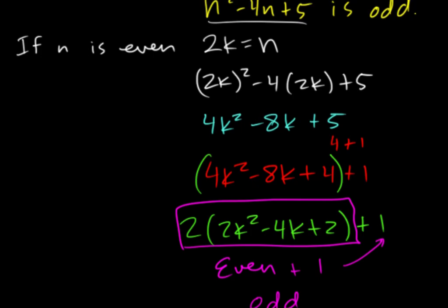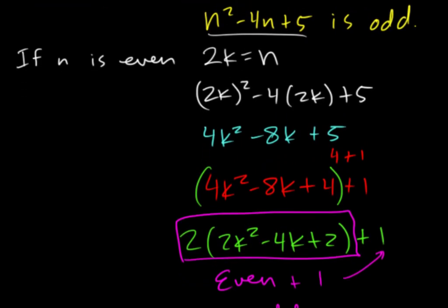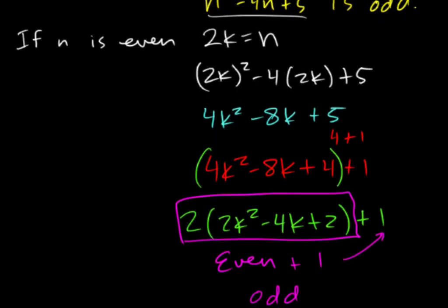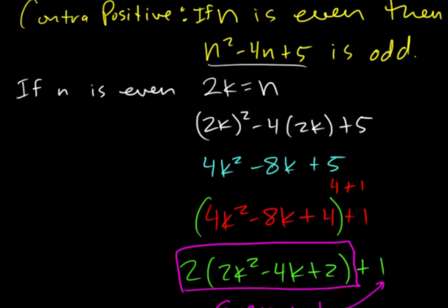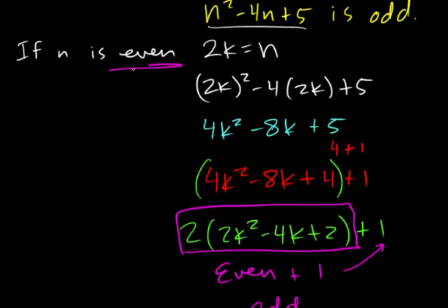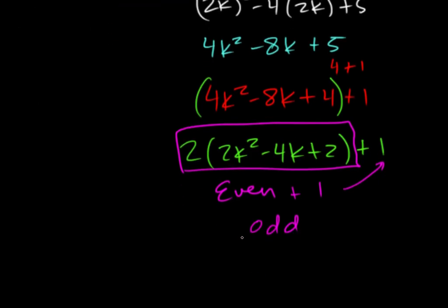So, if we go back up to here, if n is even, then this is odd. And we just proved that. We plugged in an even number, and we ended up with an odd number. And so since the contrapositive is true, then the original statement is also true.